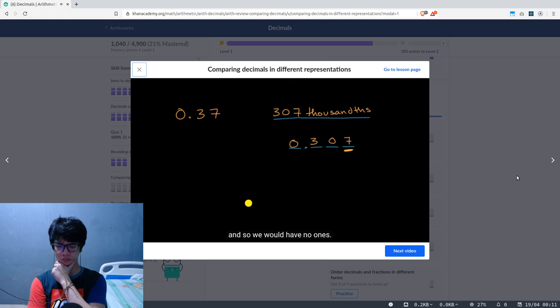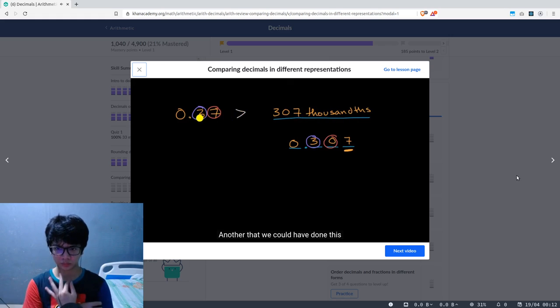And so we would have no ones. And so when you look at it this way, it's a little bit easier to compare. You can say, all right, we have the same number of ones. We have the same number of tenths. Let me compare the like ones to the like ones. So our tenths are equal. But what happens when we get to the hundredths? Here we have 7 hundredths, and here we have 0 hundredths. So this number on the left is going to be larger. So 37 hundredths is greater than 307 thousandths.